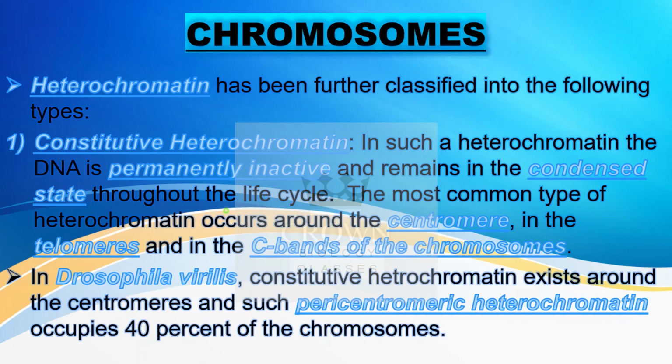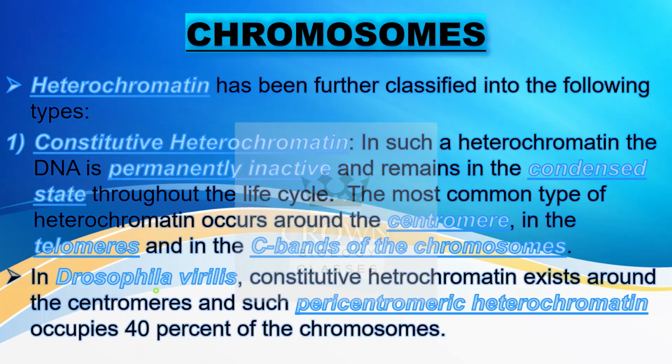The most common type of heterochromatin occurs around the centromere. Centromere, as you know, is the constricted region of a chromosome. Telomeres are the ends of a chromosome, and each telomere is made up of repetitive sequences of non-coding DNA that protect the chromosome from damage. And in the C bands of the chromosomes. So these are the places where this constitutive heterochromatin will be present.